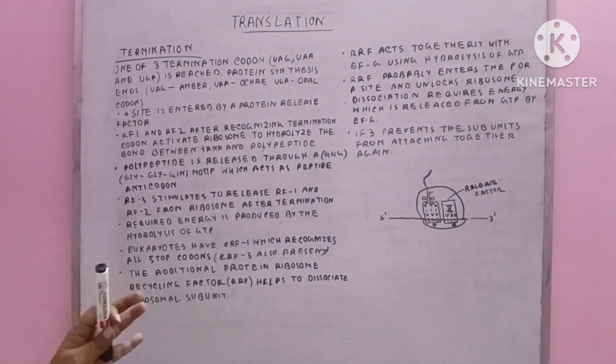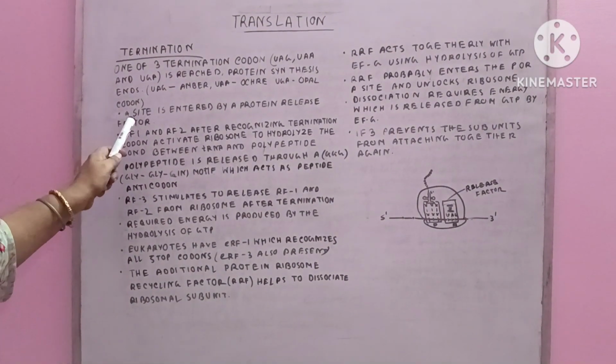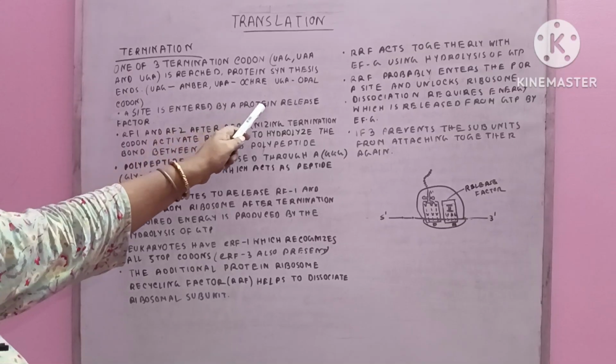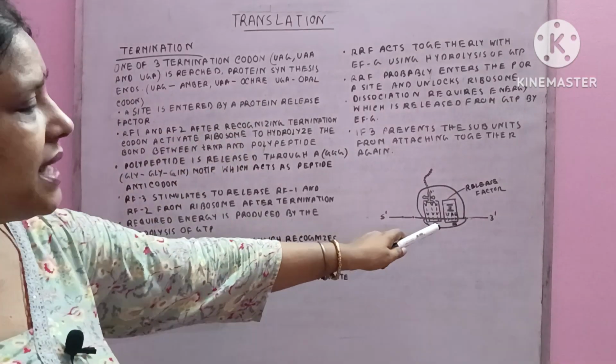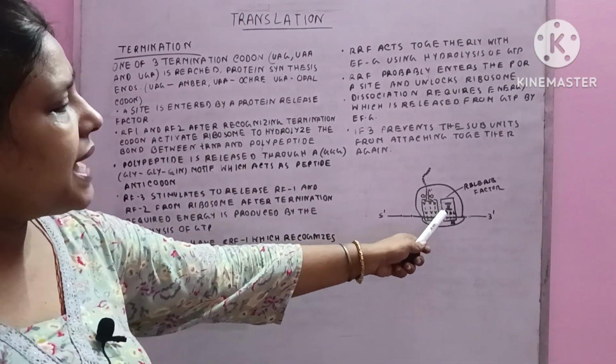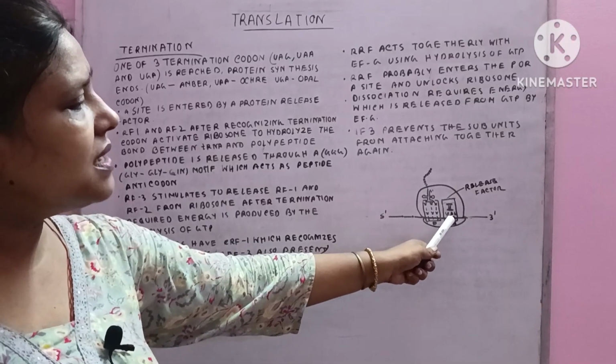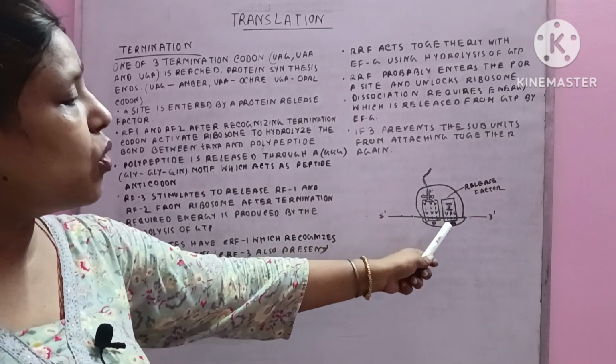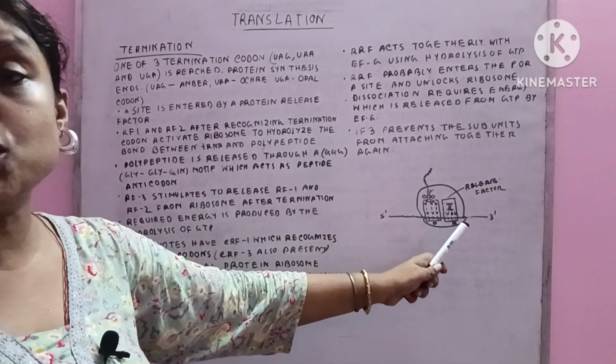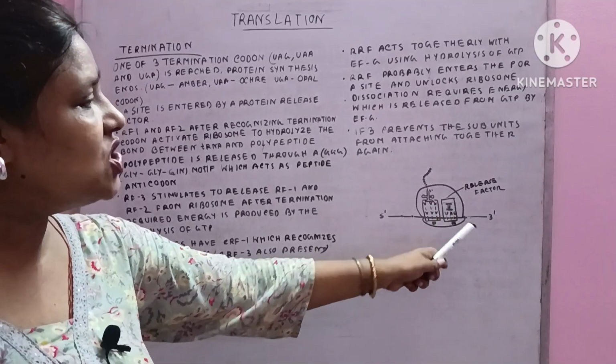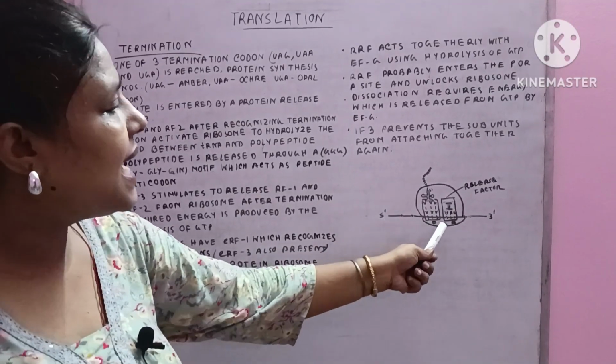First of all, the A site is entered by a protein release factor. You can see here this rough diagram. In the A site, the protein releasing factor, or you can say the codon known as the stop codon, UAG, enters at the A site.